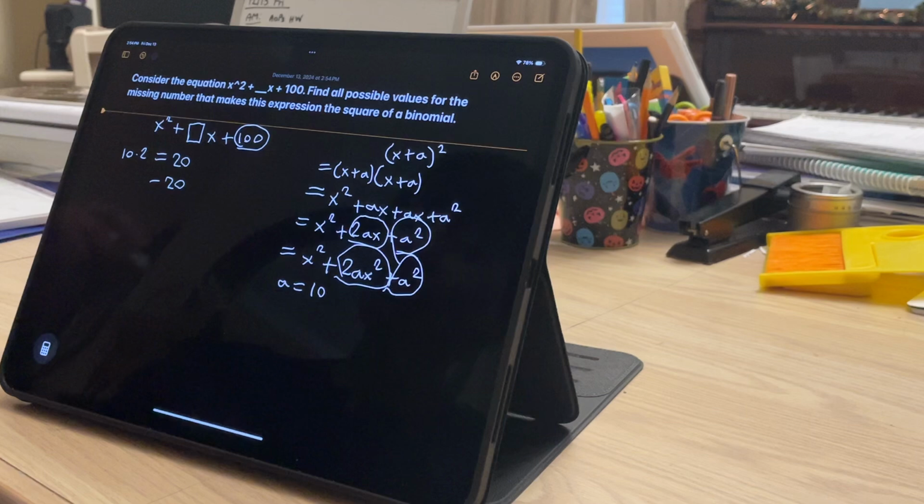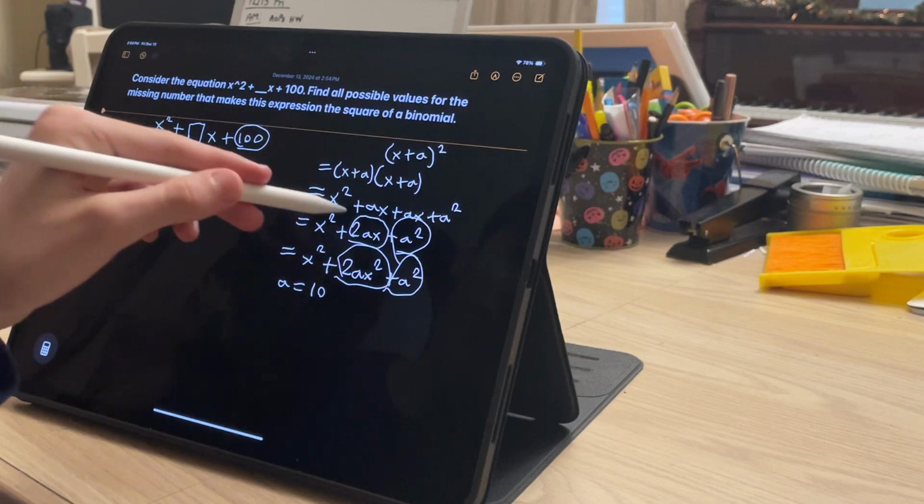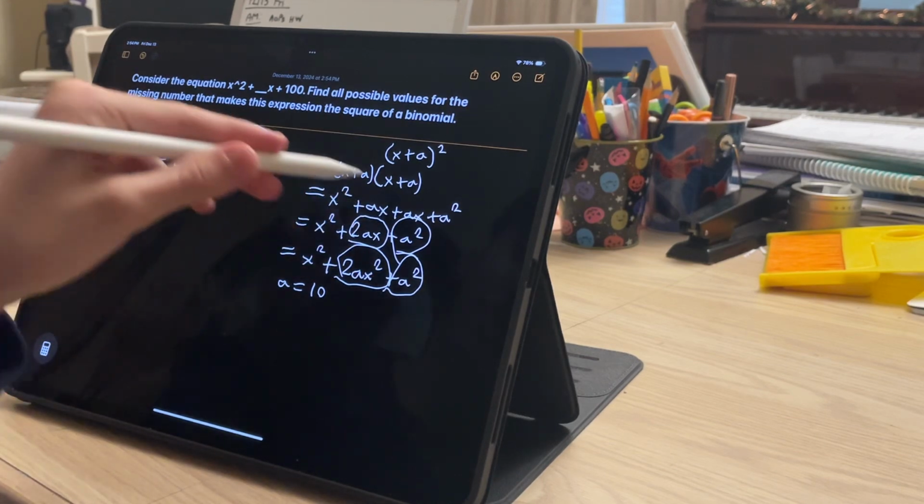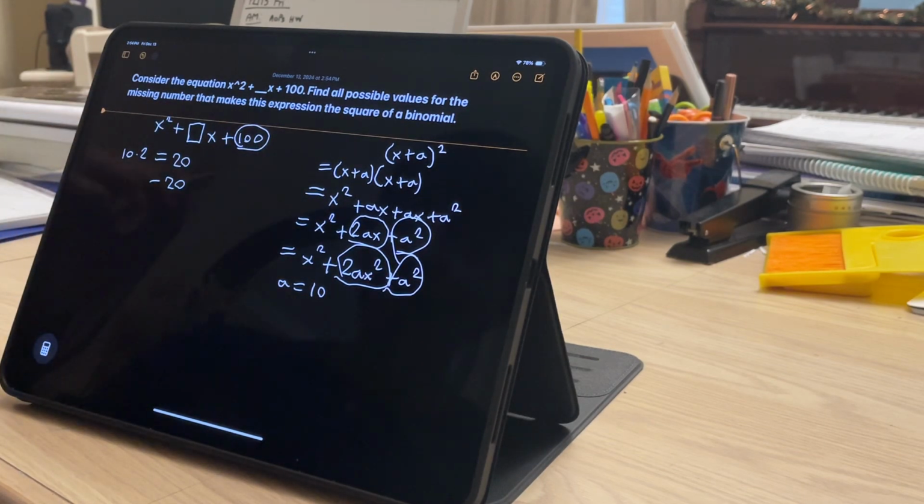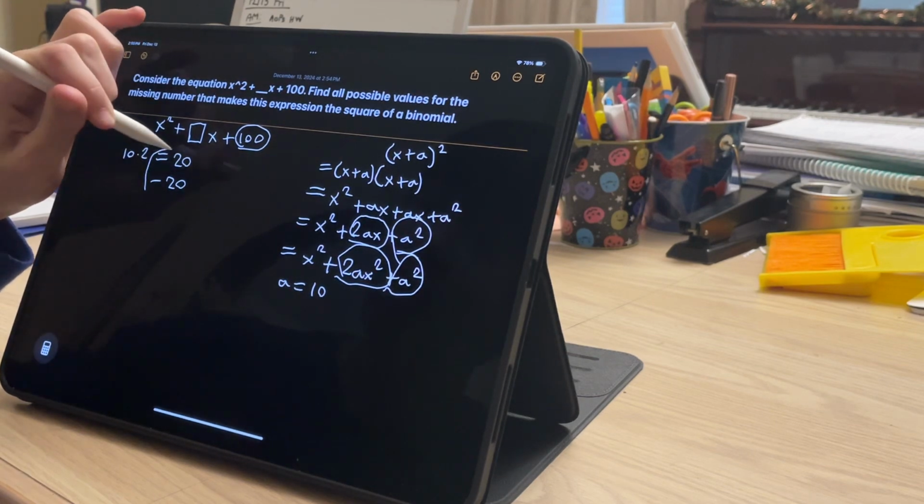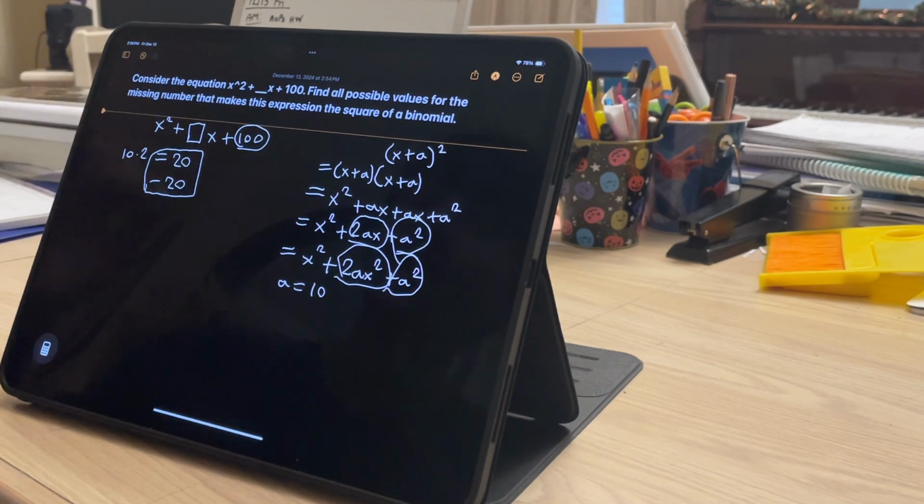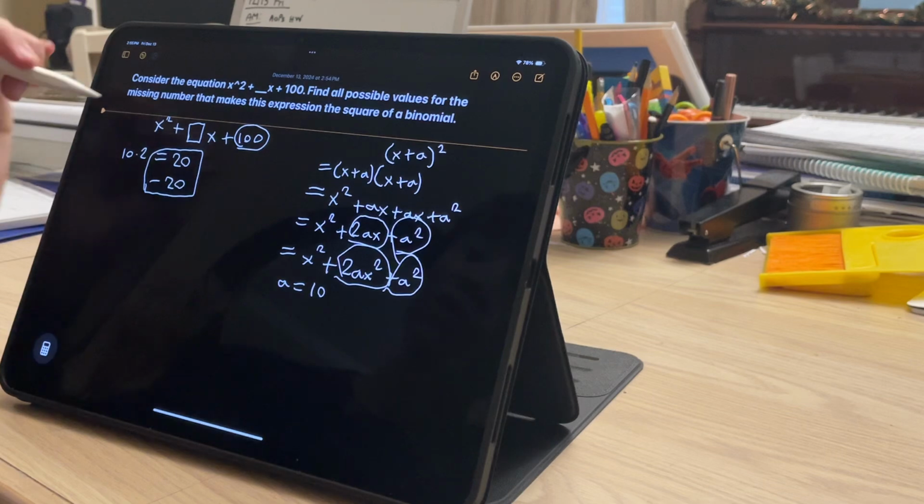Then all we have to do from there is multiply the 10 by 2 because of the square of binomial theorem with the 2ax. That's basically the central point here. So both values that satisfy this expression and make this entire expression the square of a binomial, 20 and negative 20, are the two values we're looking for that will go in this blank spot. That will make this equation the square of a binomial.